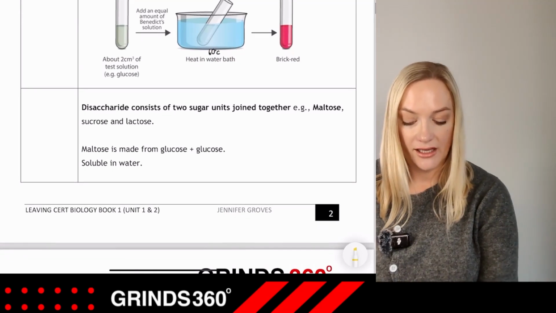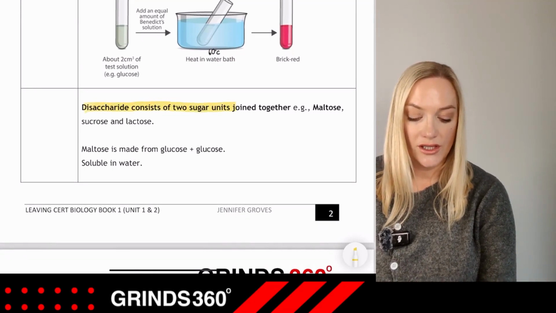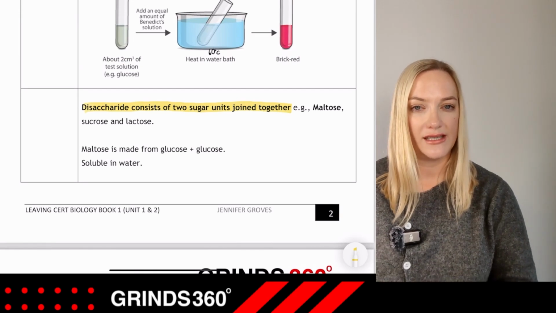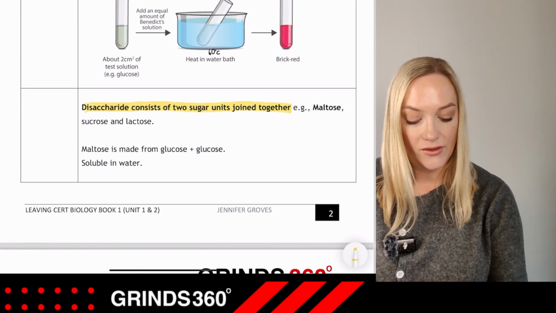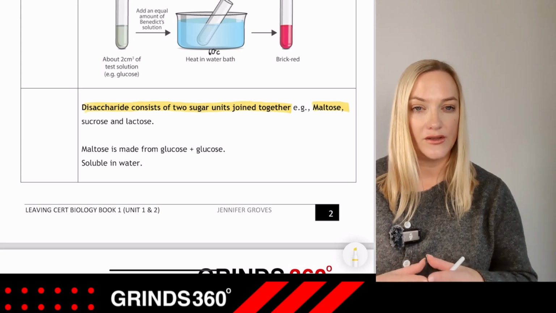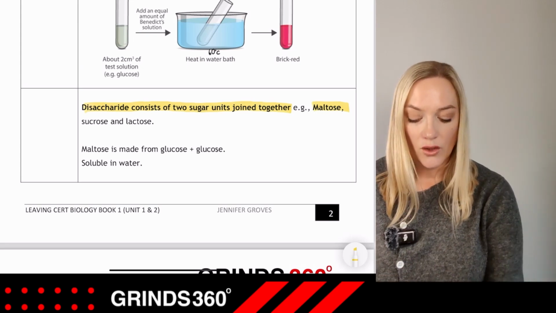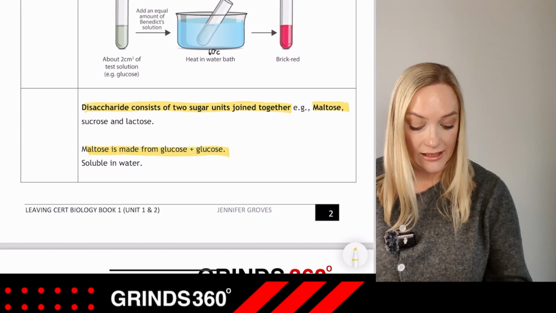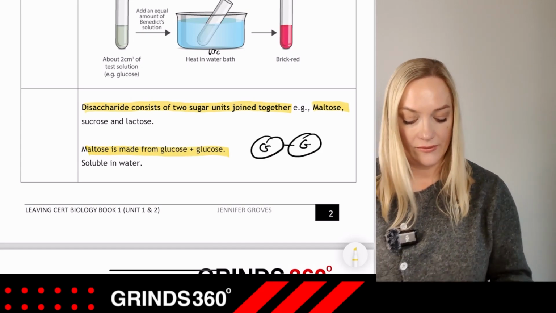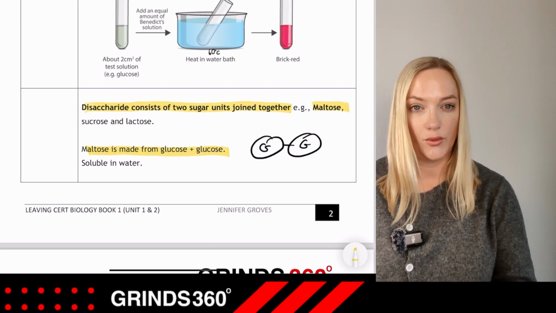Disaccharides. Disaccharides consist of 2 sugar units joined together. You also need to know an example of a disaccharide. The example I'm teaching you is maltose. Maltose is a glucose and a glucose joined together. So maltose is made from glucose and glucose. Okay, one glucose to another glucose. It is also soluble in water.